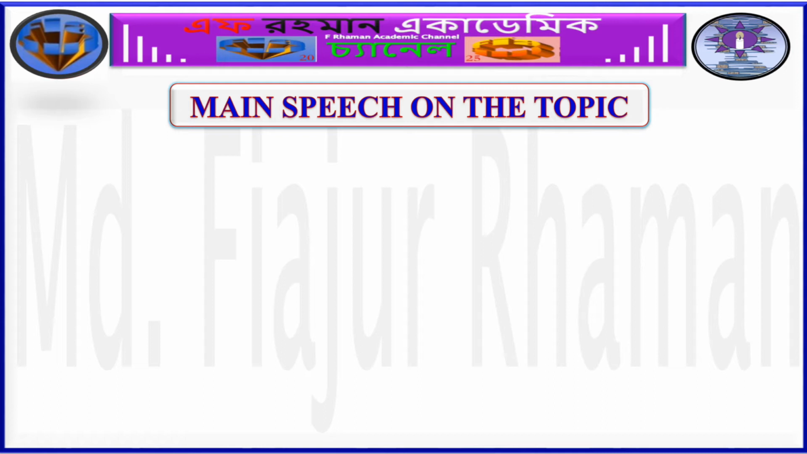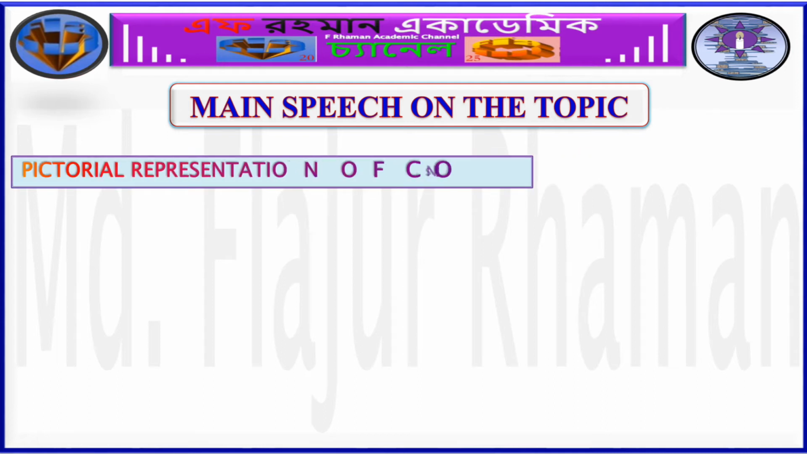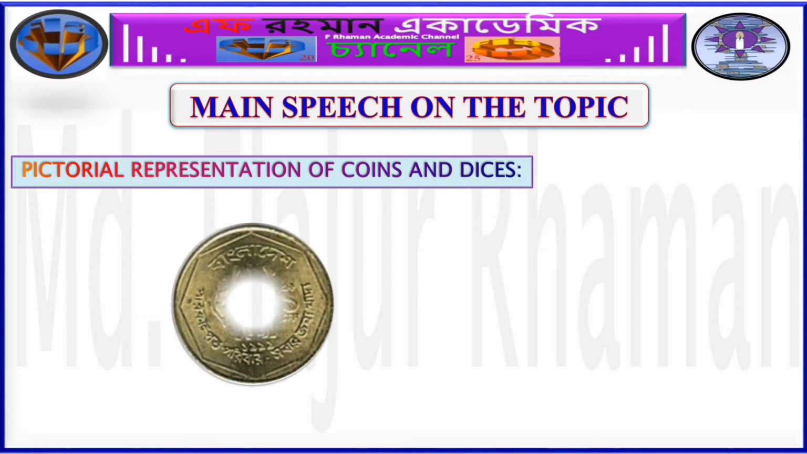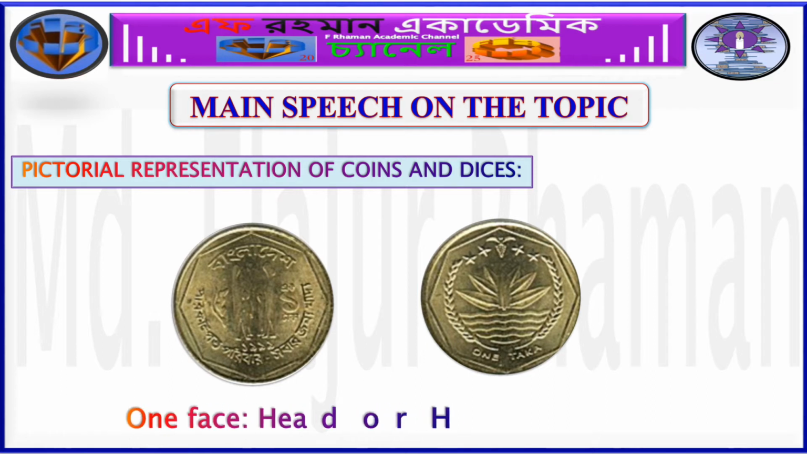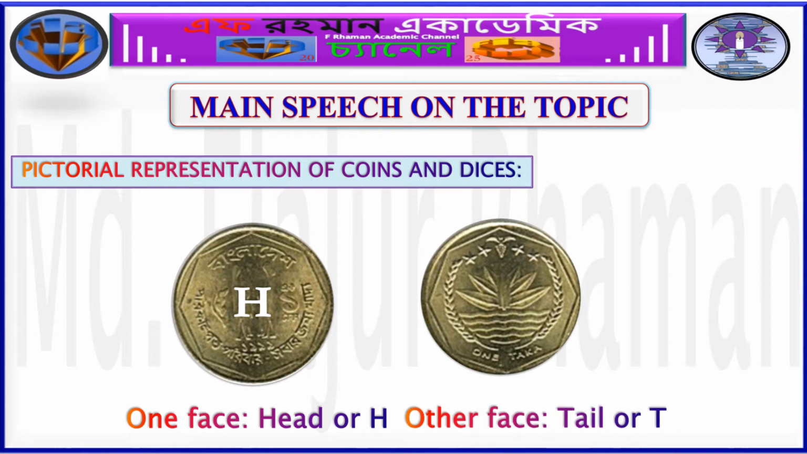Main speech on the topic: pictorial representation of coins and dice. A coin has two faces. If we consider one face of it as head, or simply H, then the other face of it will be tail, or simply T.